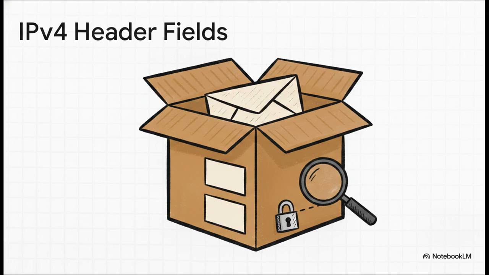Remember our shipping box analogy? Well, the source and destination addresses, which are 32 bits each, by the way, are quite literally the from and to labels written on the outside of our box. They tell us exactly who sent the packet and who is supposed to receive it. The payload data, that's our delicate letter tucked safely inside, usually a TCP or UDP segment. But I really want to draw your attention to the header checksum. This is a crucial 16-bit field used purely for error control.